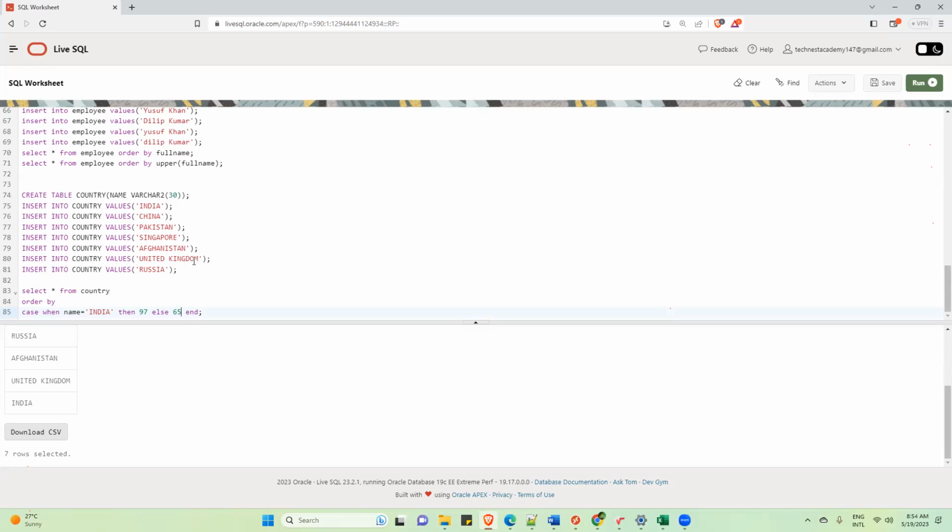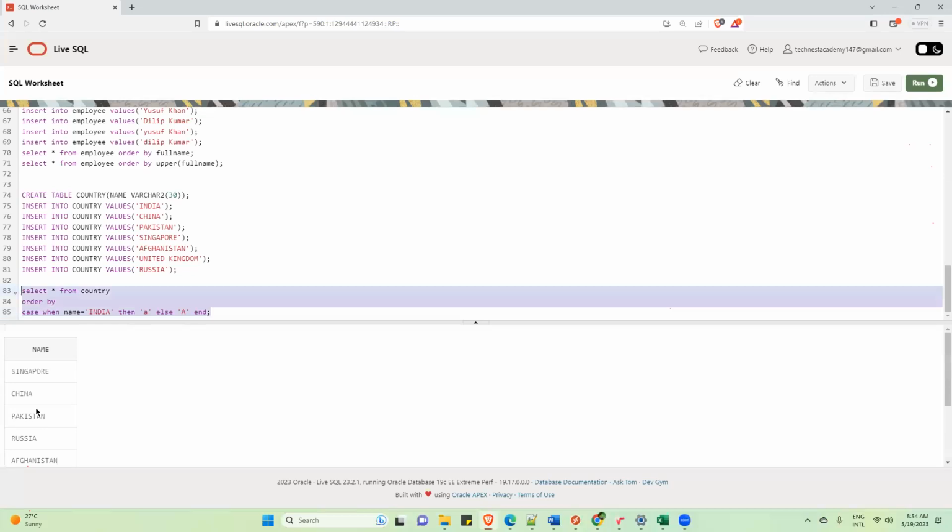Now tell me where you will place India, on the top or at the bottom? At the bottom. Okay. Now you see, I will run the query. Please check that. I'm running this query. Please check the output. India is at the bottom. Is this clear? Yes. Okay. So I hope you understood this concept of CASE in ORDER BY.